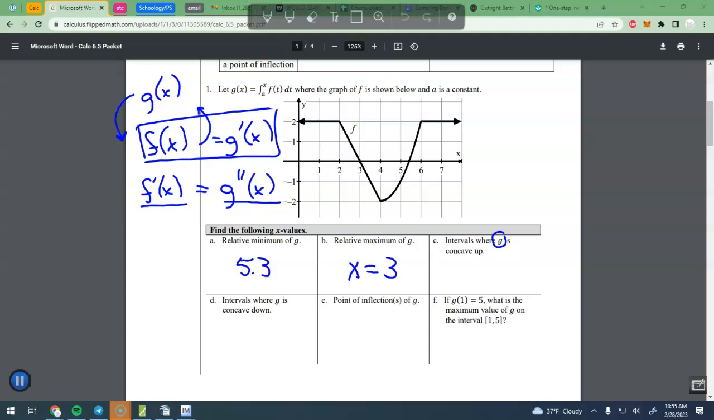Okay. Here, what is true about f prime? Not f, f prime. Negative, because it's going down, right? So if f prime is negative, isn't G double prime also negative because they're the same? So then we are concave down from 2 to 4. So that's this one. I know I skipped it.